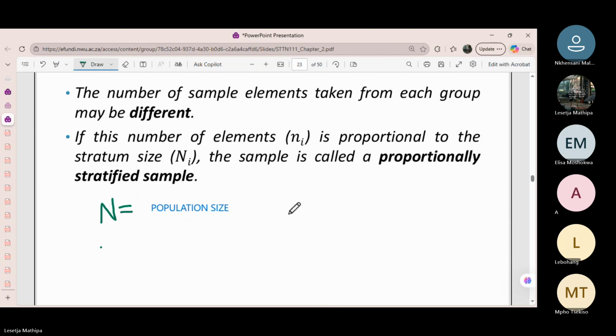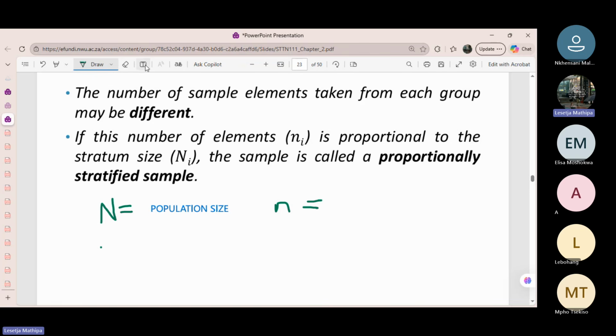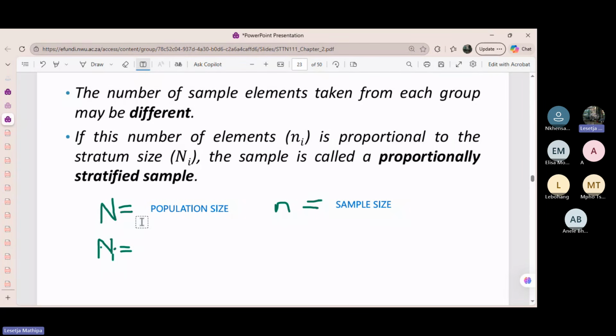And small letter n is the sample size. We also have capital letter Ni. This capital letter Ni is what we call the population stratum size.